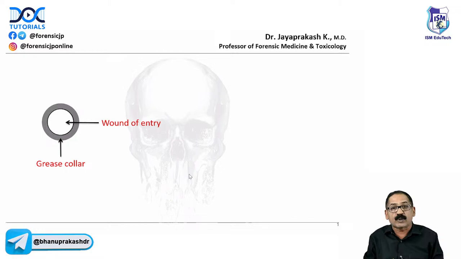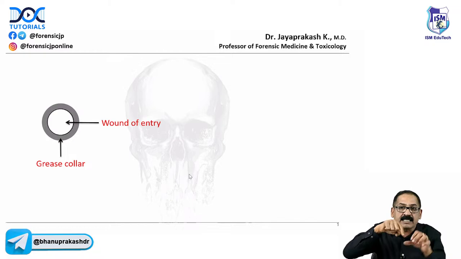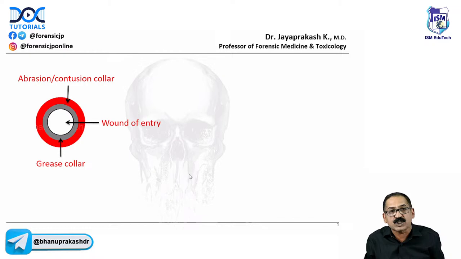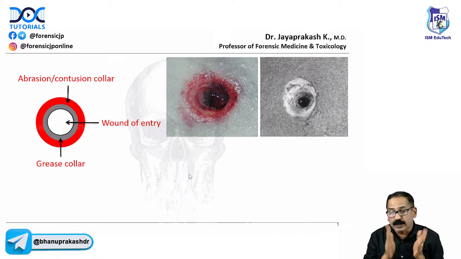At the same time, at the time of entry of the bullet, that is invagination of the skin, the invaginated skin comes in contact with the spinning bullet. It scrapes the epidermis and gives rise to an abrasion, or sometimes a contusion, or sometimes both abrasion and contusion collar around the wound of entry. This is what you see in case of distant range. I will show you the actual image. Look here. You can see the wound of entry surrounded by, in the image you cannot see the grease collar, but you can see a beautiful abrasion. Okay, that is regarding distant range.